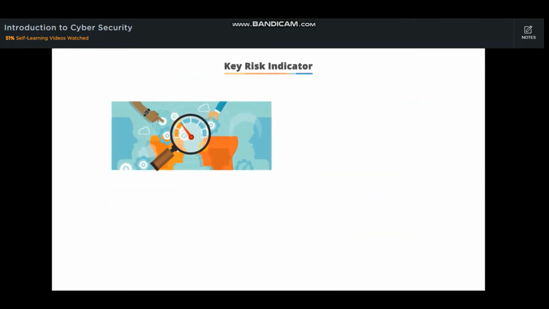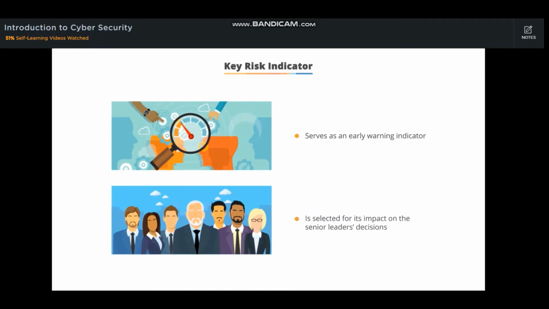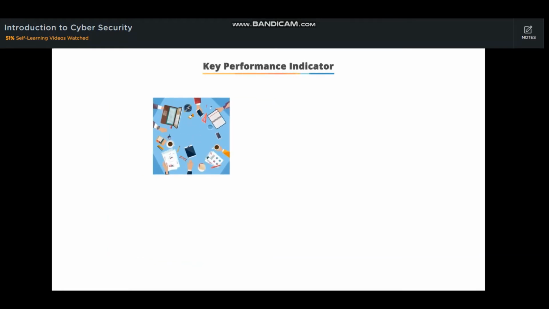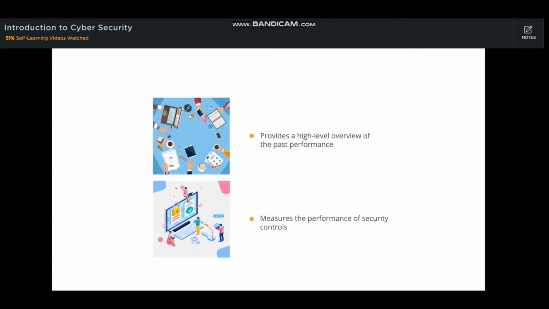Key risk indicators are pieces of data serving as early warning indicators of increased risk exposure in various areas of the enterprise. KRIs are selected for their impact on the decisions of the senior leaders in the organization. KPIs, or key performance indicators, are designed to provide a high-level overview of the past performance of the organization and its major operating units, often focusing almost exclusively on historical data. Process by which to measure the performance of security controls and processes. KPIs are driven by organizational goals.